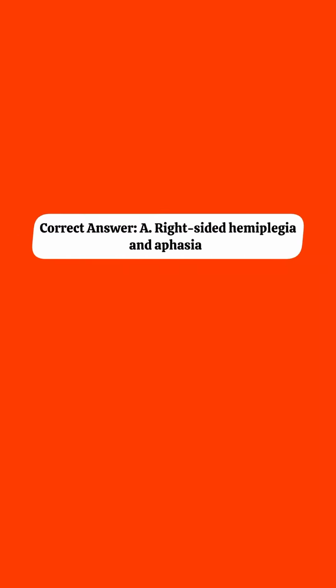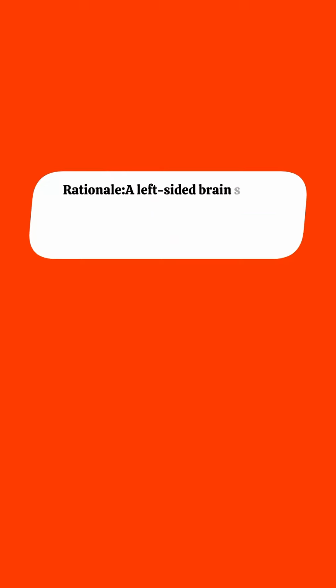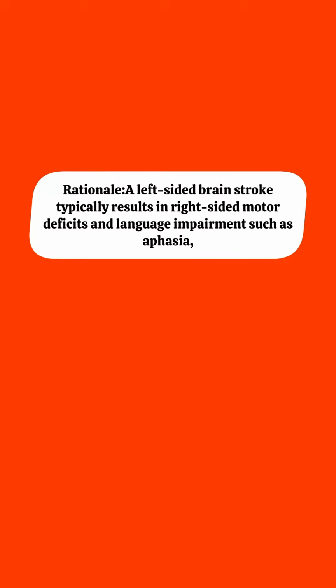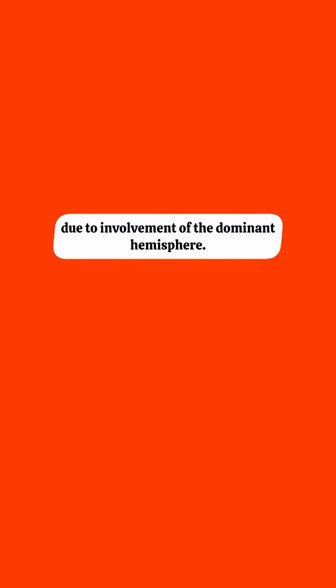Correct answer: A. Right-sided hemiplegia and aphasia. Rationale: A left-sided brain stroke typically results in right-sided motor deficits and language impairment such as aphasia, due to involvement of the dominant hemisphere.